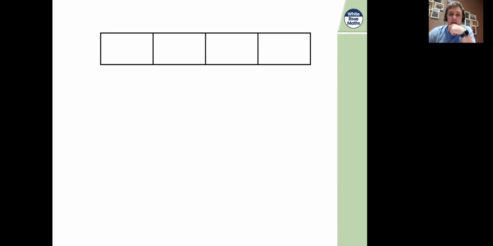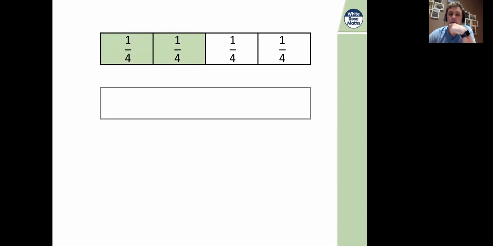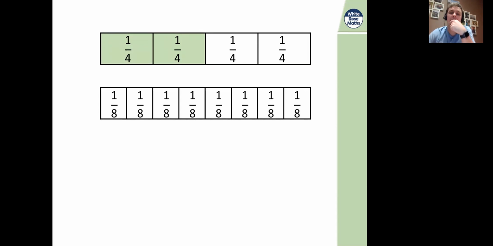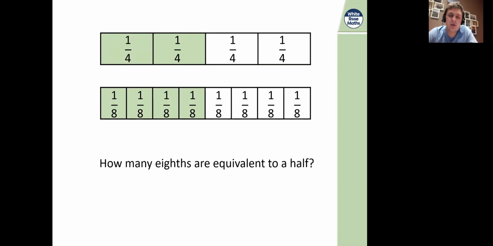On this bar model then, same as one of the others, I've split it into 4 equal parts, so it's representing quarters. On my second bar model, I'm going to split it into how many equal parts now? That's right, 8 equal parts. So they are representing eighths. How many eighths are equivalent to a half?